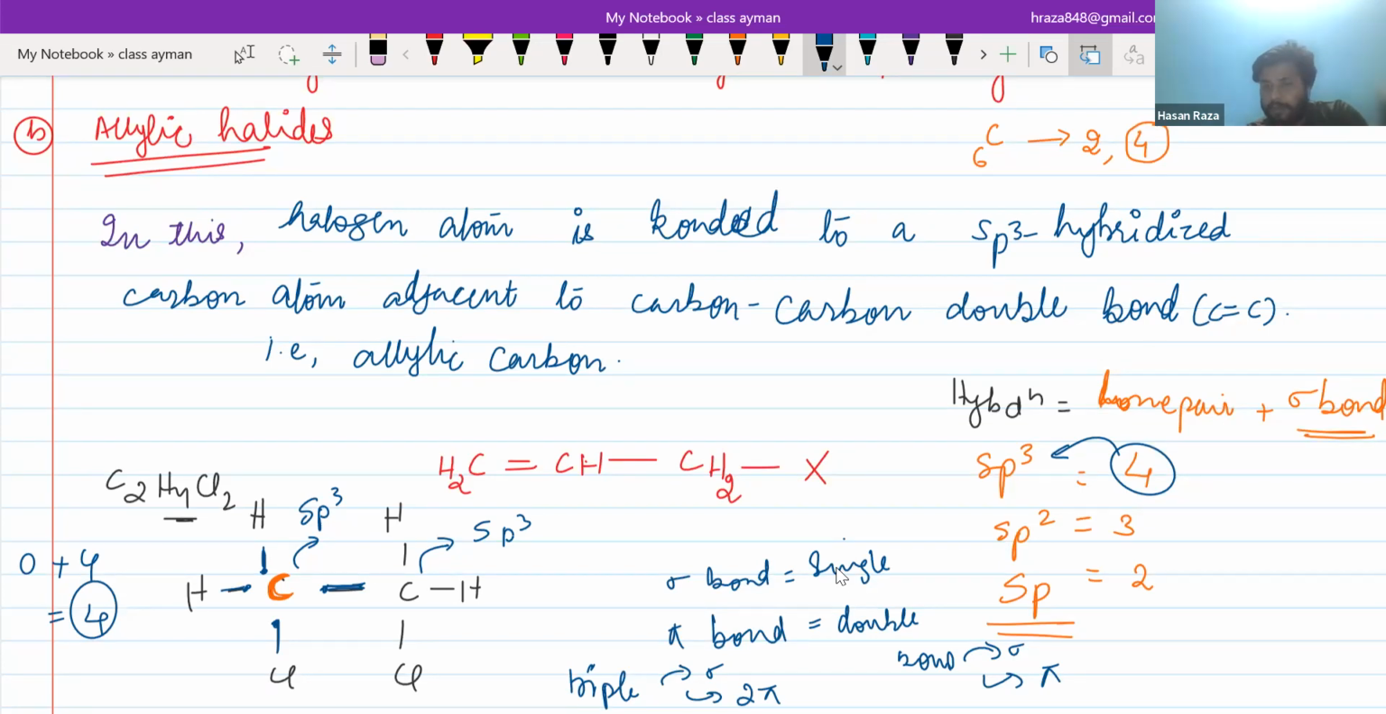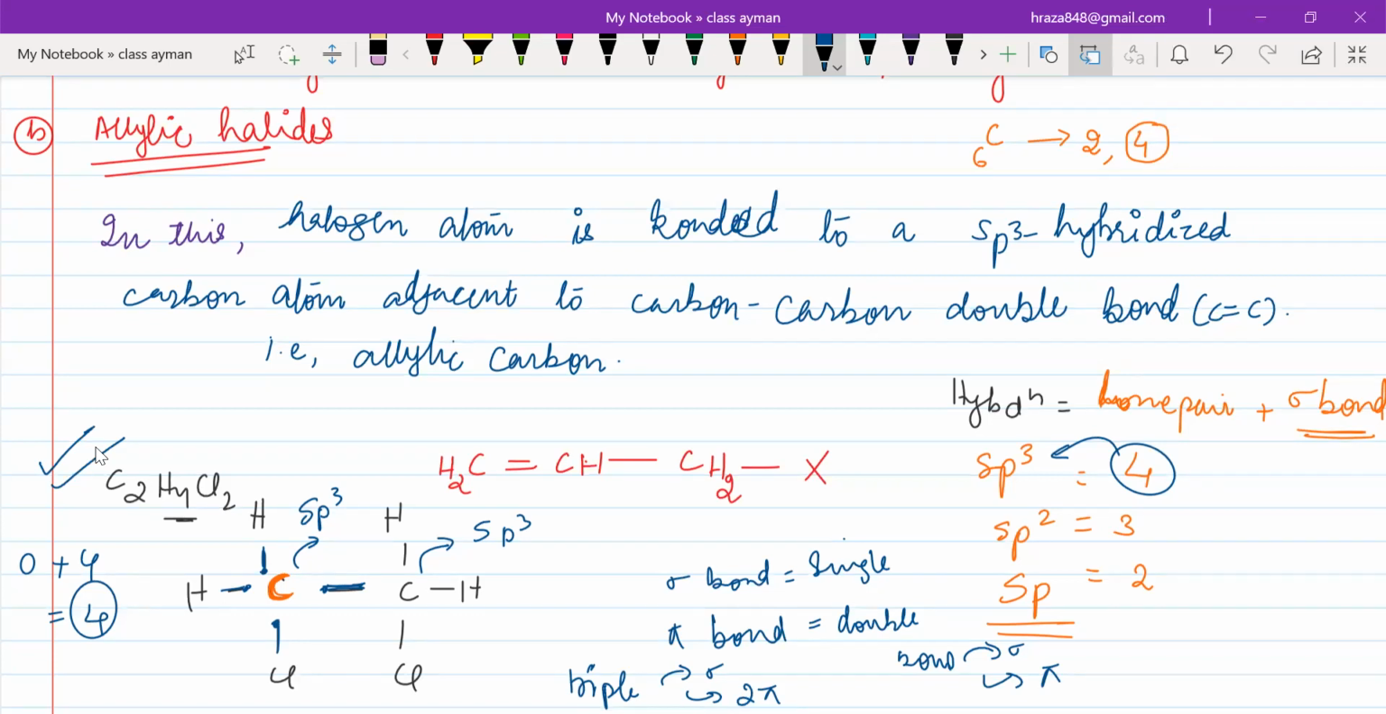For carbon compounds, whenever carbon makes single bonds, the hybridization will be sp3. Whenever carbon makes one double bond, the hybridization will be sp2. And whenever carbon makes a triple bond, carbon will have sp hybridization. Please write this down, then I will again explain with an example.